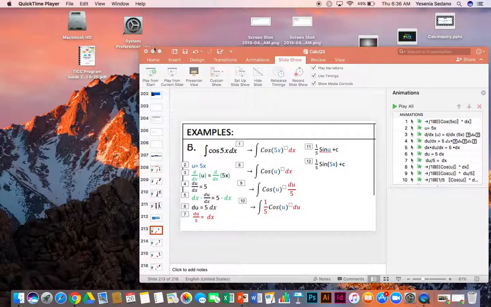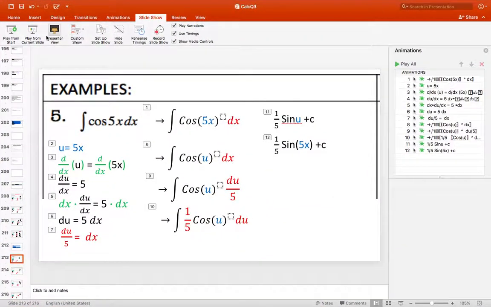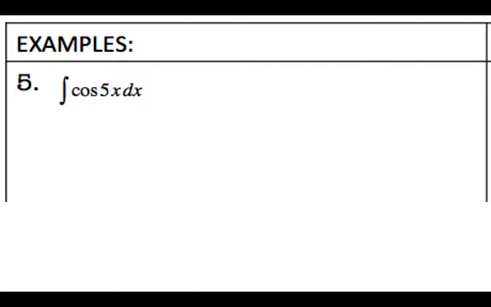Today we're going to be building off and finishing up this learning target, which is I can find the integral using U substitution. We're going to be taking a look at examples that have trig functions in them.